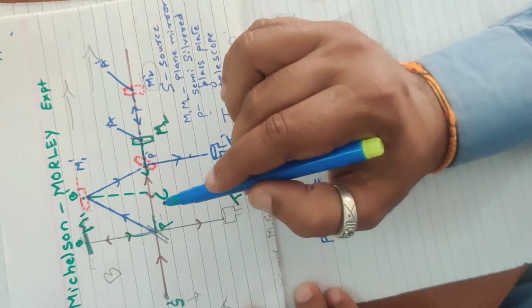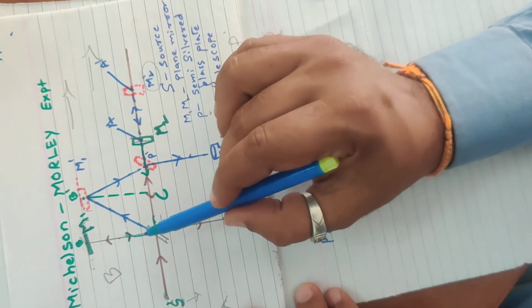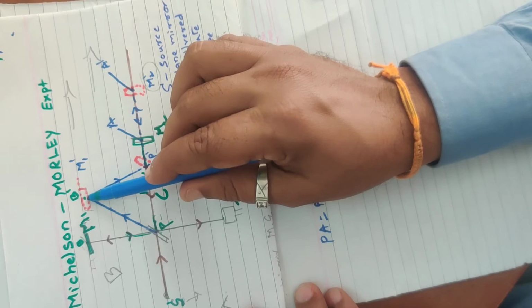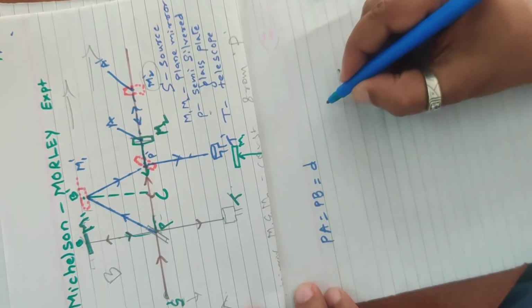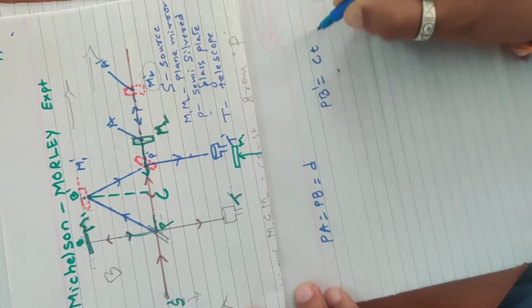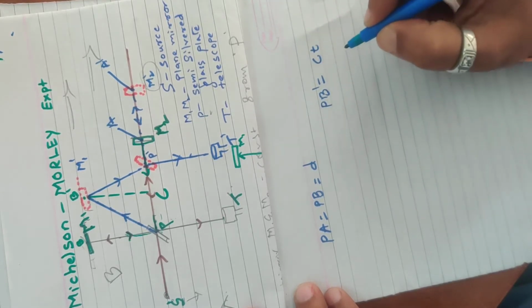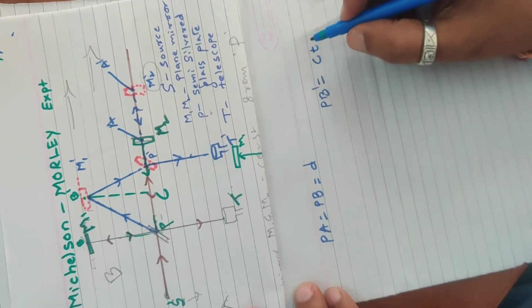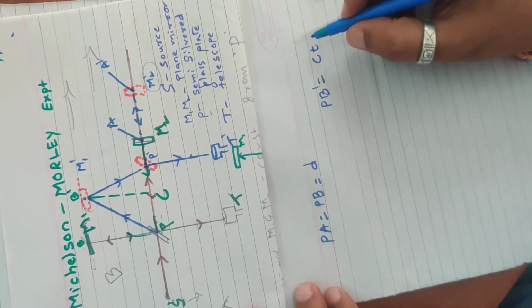If T be the time taken by the ray starting from the P to reach the mirror M1, then I write PB dash is equal to CT. What is C? It is the velocity of light which we treated from the other media, our ether media. Got it? So now CT I have written.